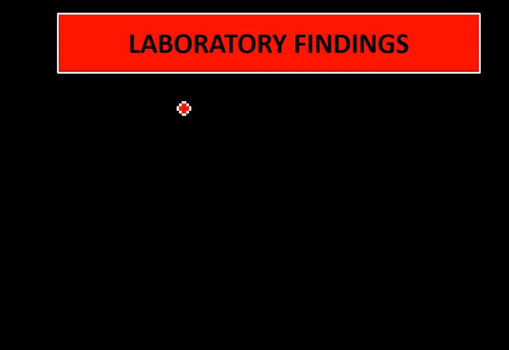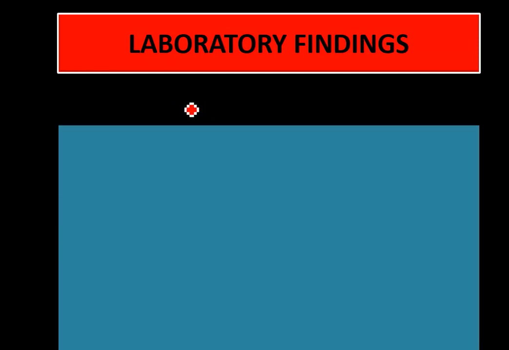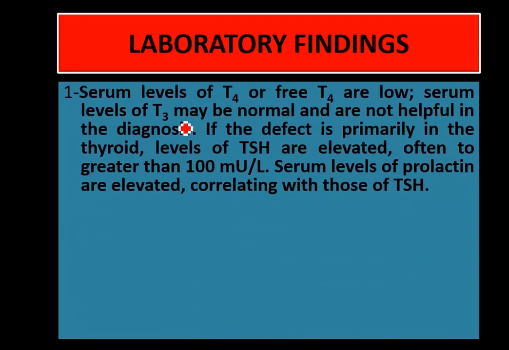Laboratory findings in congenital hypothyroidism: serum levels of T4 or free T4 are low. Serum level of T3 may be normal and is not helpful in the diagnosis. So T4 is most helpful in the diagnosis rather than T3. If the defect is primary in the thyroid, levels of TSH are elevated, often to greater than 100 microunits per liter. Serum level of prolactin is elevated, correlated with that of TSH.